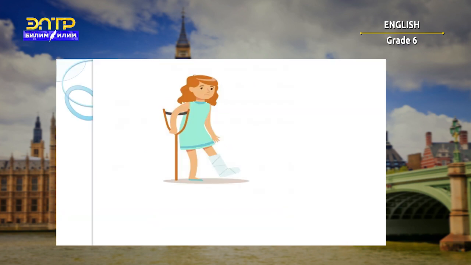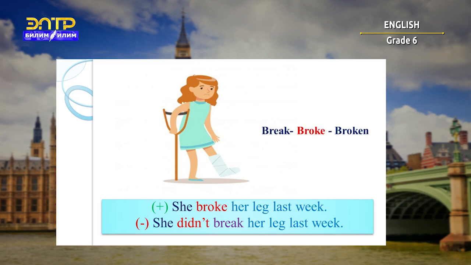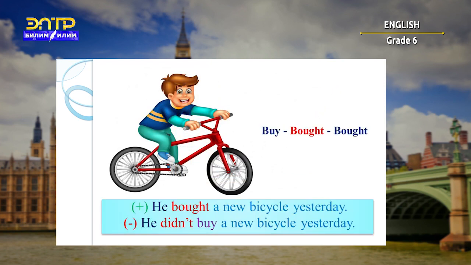Let's look at positive and negative forms of past simple tense to have a better idea. She broke her leg last week. We use the second form of the irregular verb, broke. But in the negative sentence, we use the infinitive or first form of the verb because we have the word didn't. For instance, she didn't break her leg last week. The other examples, he bought a new bicycle yesterday. He didn't buy a new bicycle yesterday.